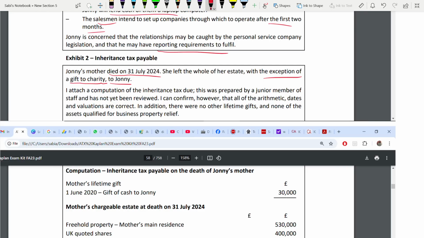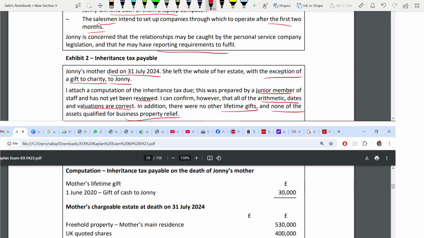This was prepared by some junior member. It was not reviewed, but they are confirming arithmetic, dates, and valuations are correct. The dates are correct, arithmetically it's correct, valuations are correct. There are no other lifetime gifts, and none of the assets qualify for business property relief.